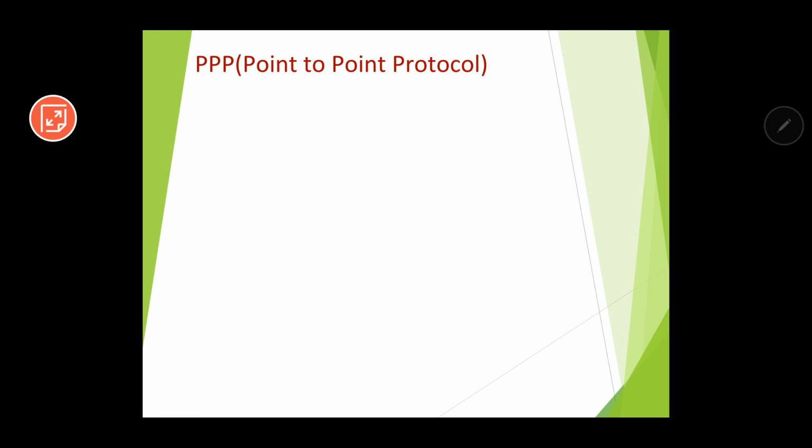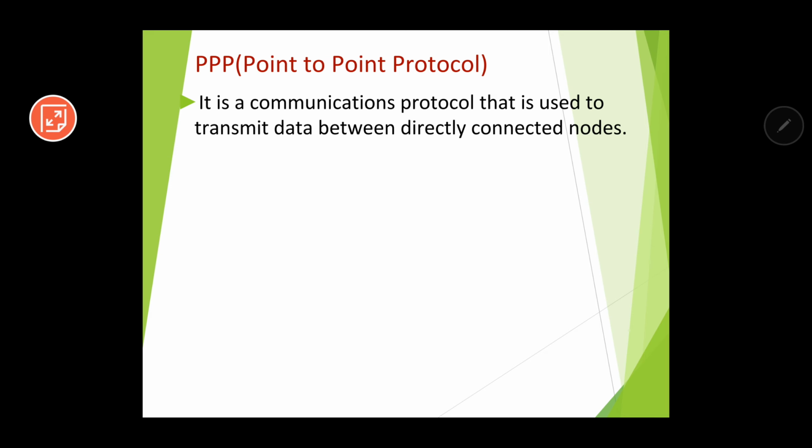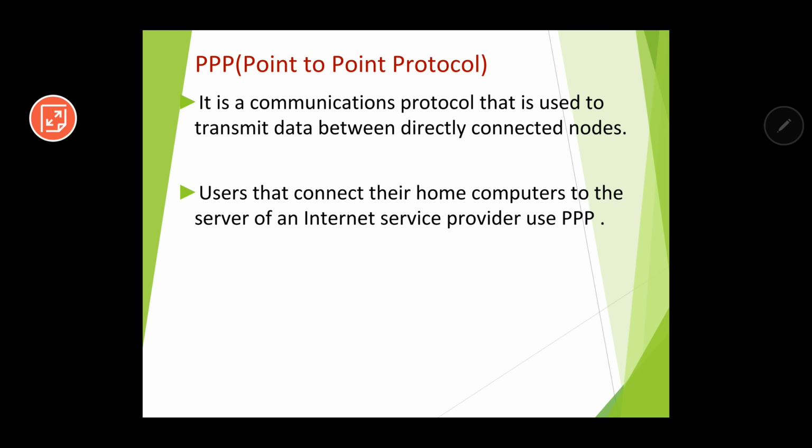Next, we go to PPP protocol or point-to-point protocol. Point-to-point, this word means that there is a direct connection between the two devices. So it is a communication protocol that is used to transmit data between two directly connected nodes. If the nodes are directly connected to one another, then the protocol which is used in such a case is called point-to-point protocol.